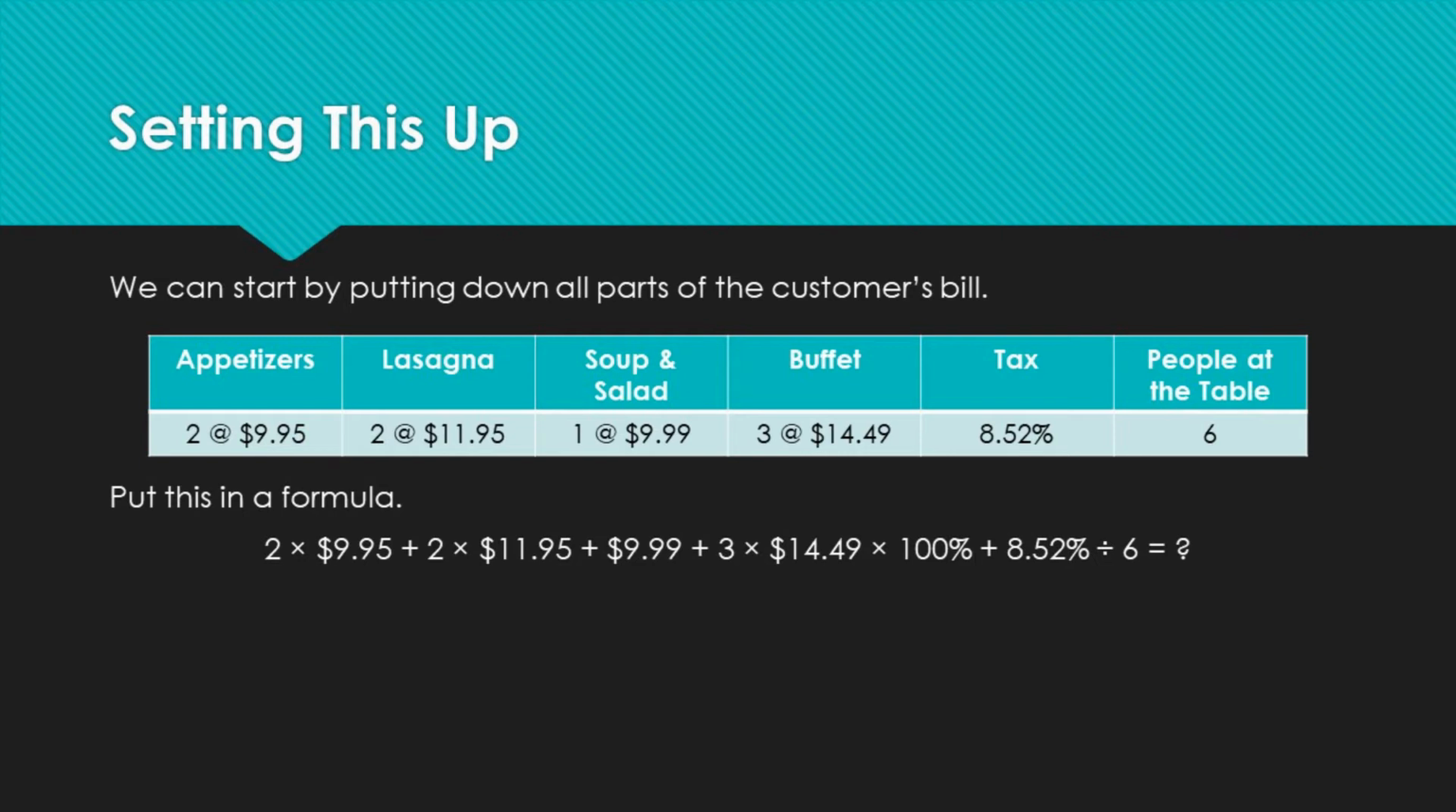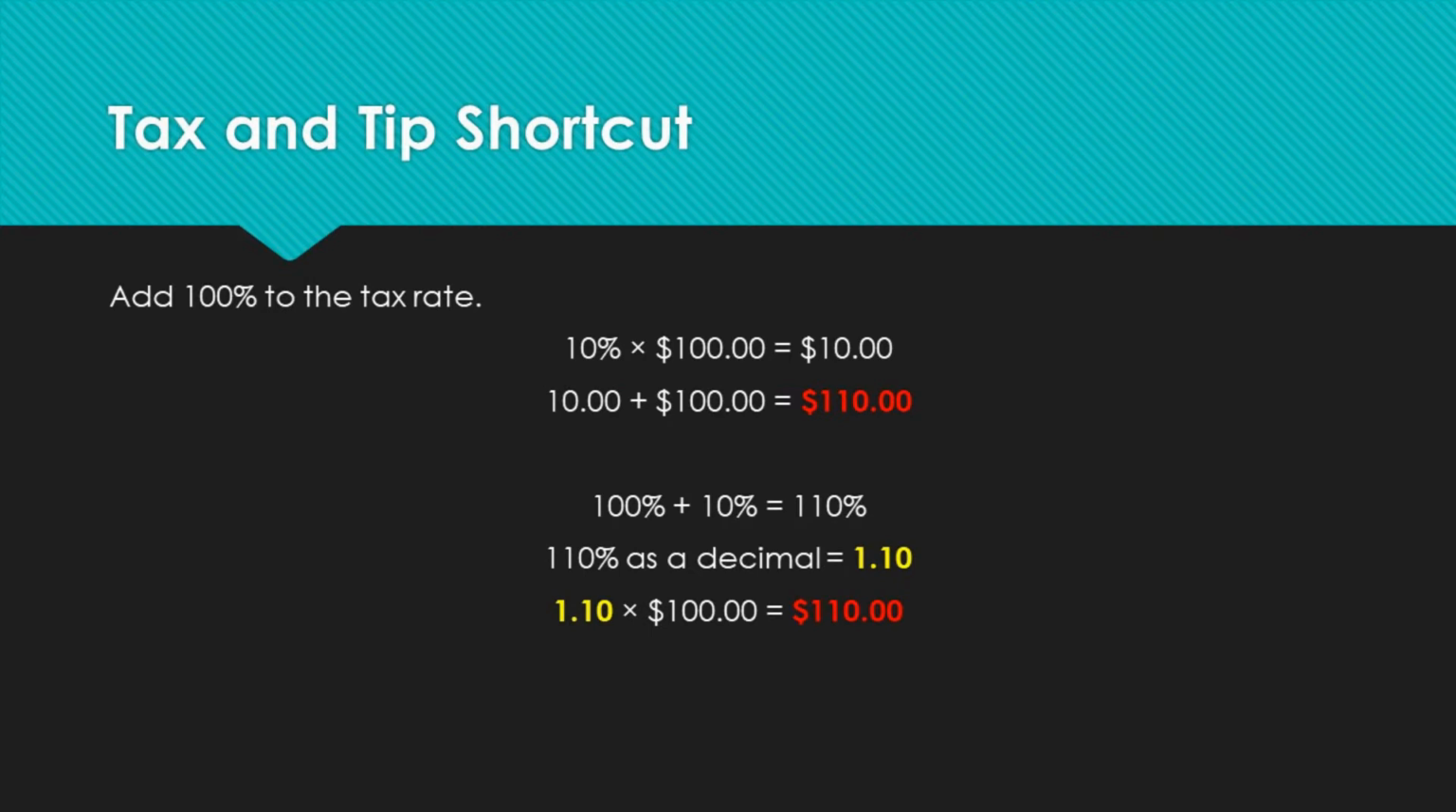Before I do anything with this, I want to show you a little trick when it comes to figuring things like taxes and tips. Whenever you are calculating a percentage of something, instead of figuring a total, calculating the percentage, and then adding the percentage back to the total, I have a huge shortcut. Simply add 100% to the percentage rate, and multiply by that.